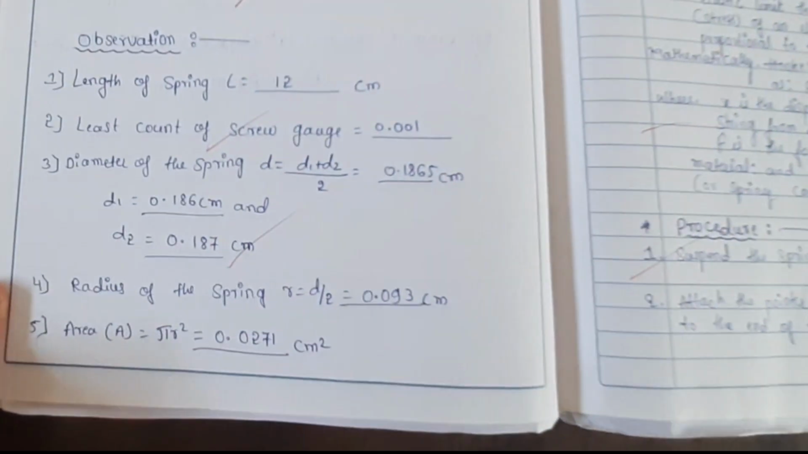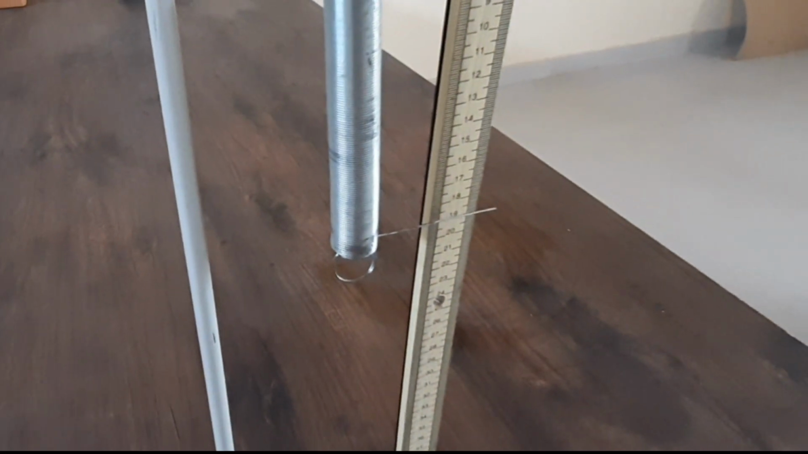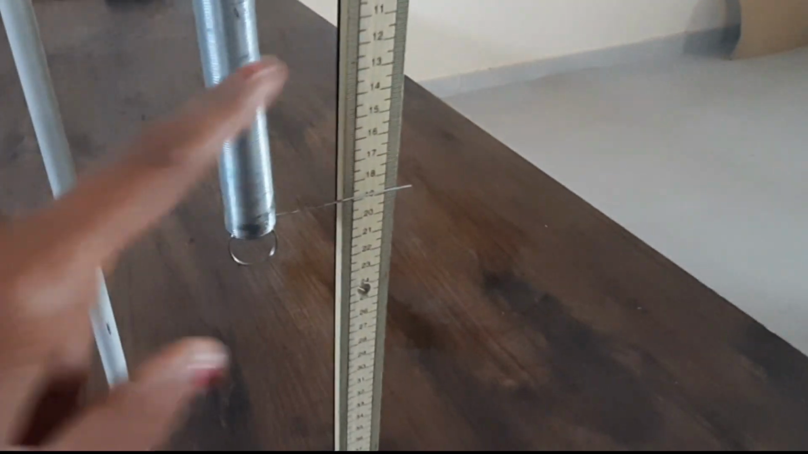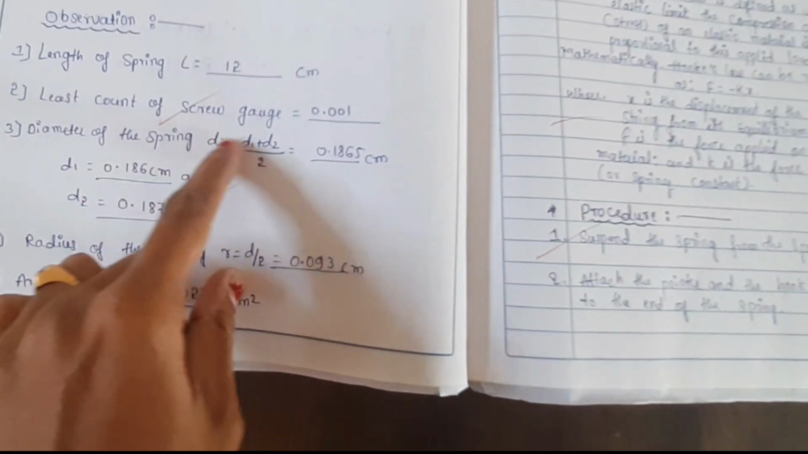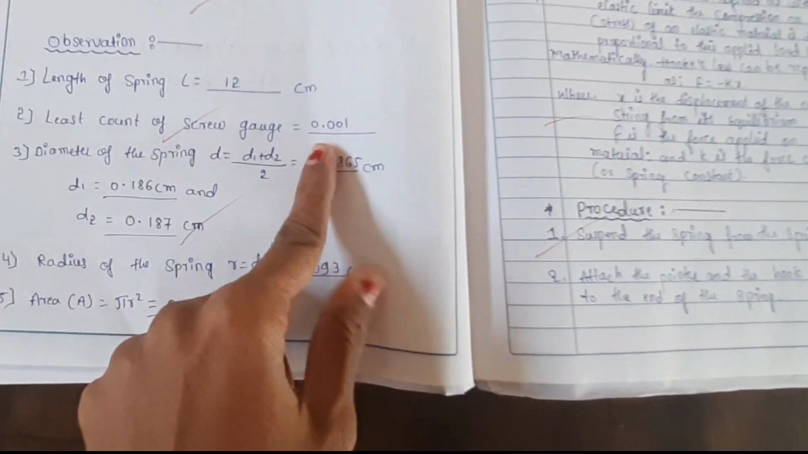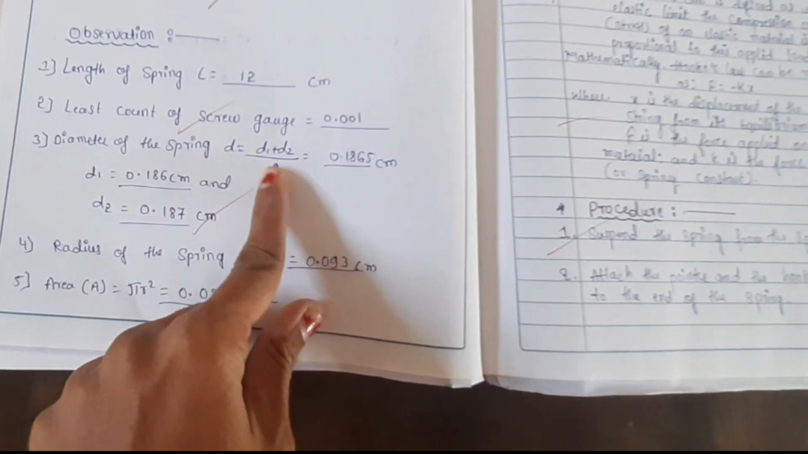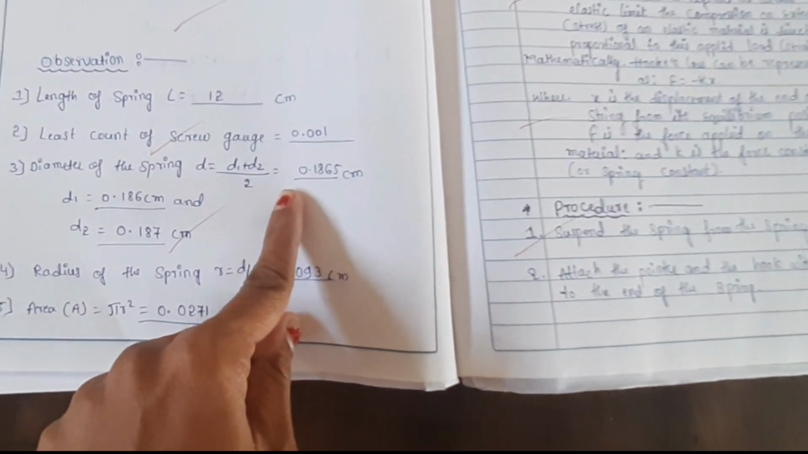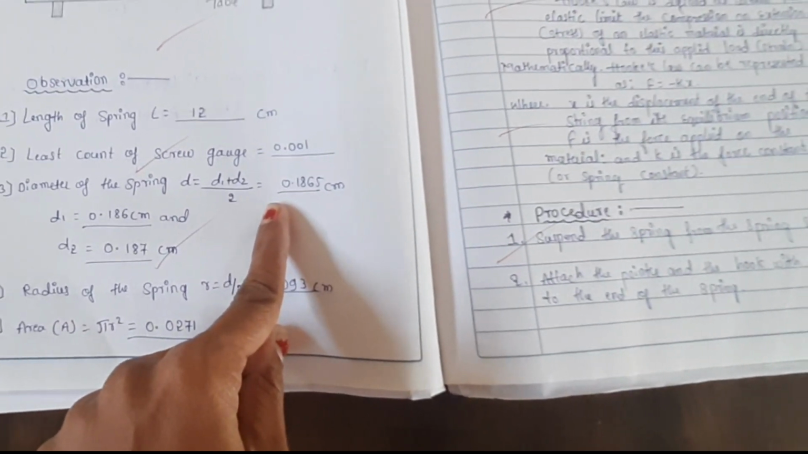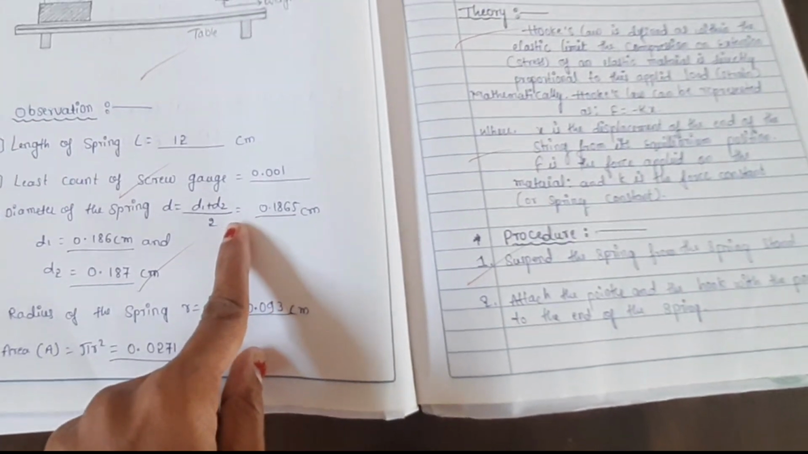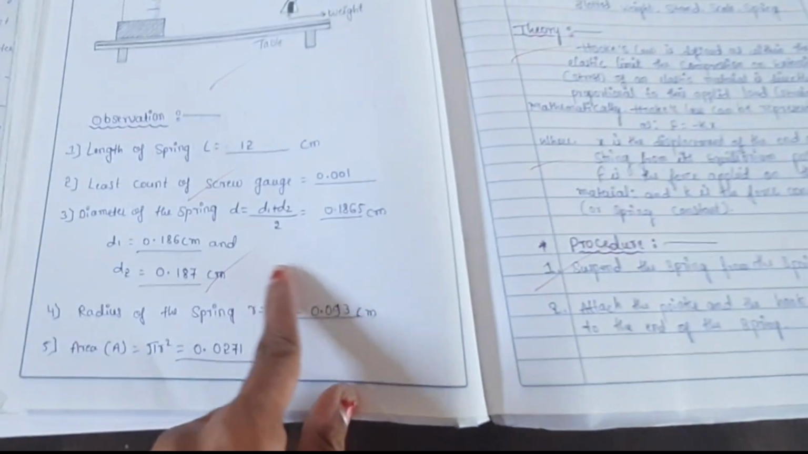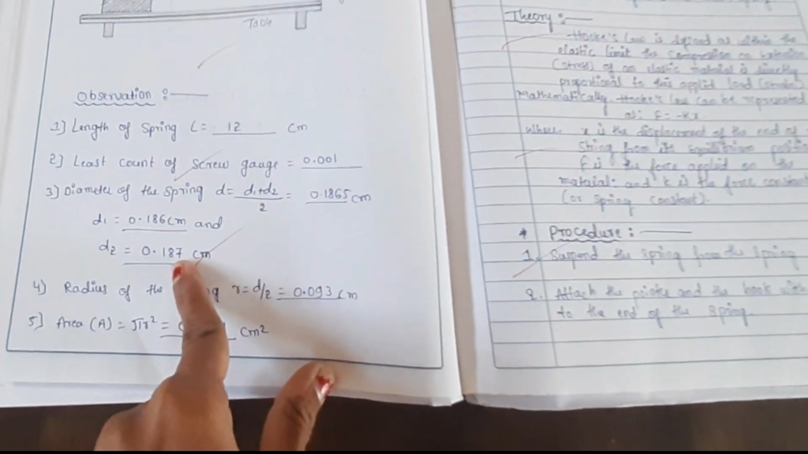Then the observations you should note down here. Length of the spring: you should measure the length of the spring using this scale here itself. It is around 12 centimeter. Least count of screw gauge: you are already familiar with screw gauge measurements, so 0.001. Then the diameter of the spring, you can measure also by scale. You have to take d1 and d2, measure two times and take the average, and you will have the diameter.